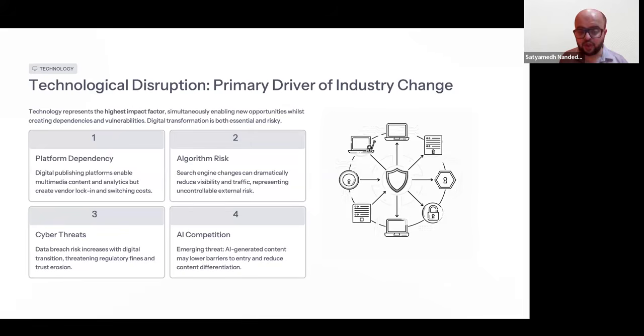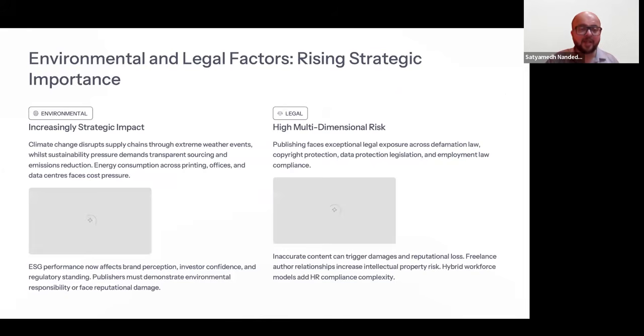And AI competition, which is an emerging threat. AI generated content may lower barriers to entry and reduce content differentiation. I have a bot of mine, not a bot, what do you call it, an avatar, and so much of what was happening on social media was just my voiceover, but that bot was talking. So I have competition from AI. In fact, my AI bot is my competition right now.